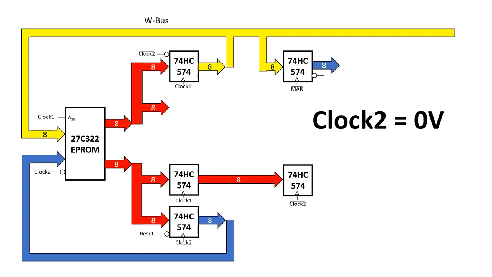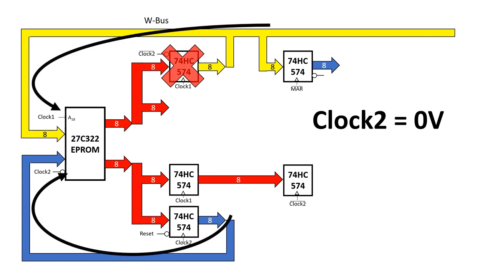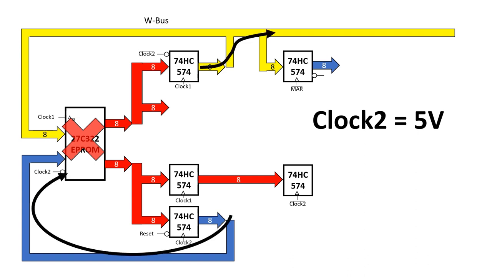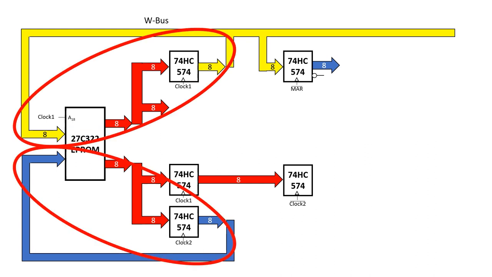Normally, when clock 2 is low, the output from the upper 574 is disabled, but the EEPROM and the lower 574 are both enabled. This means some other device on the W bus will be providing the upper address bits back into the EEPROM. When clock 2 goes high, the EEPROM itself will be disabled, but the upper 574 will be driving the W bus. Because the 574 and the EEPROM are never on at the same time, this upper yellow feedback loop never forms.